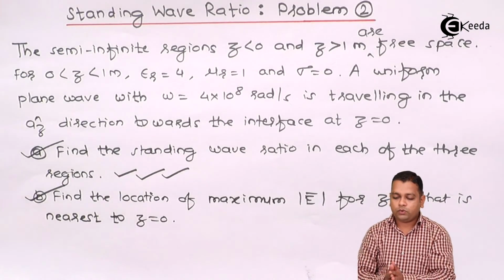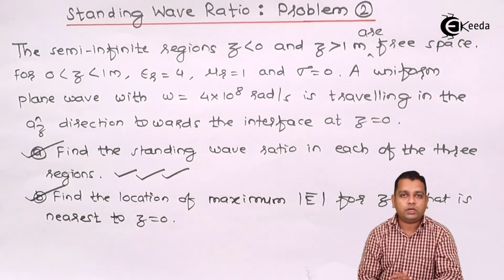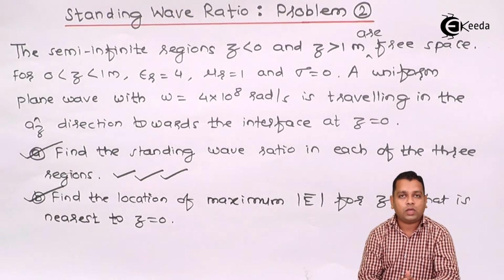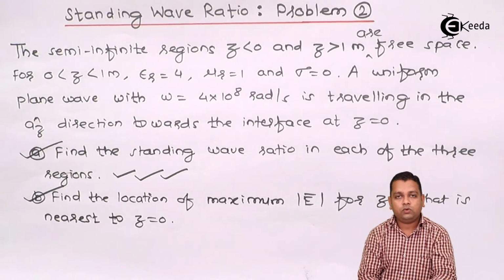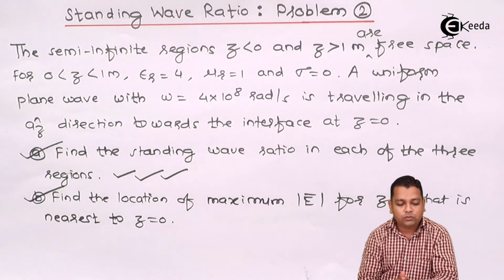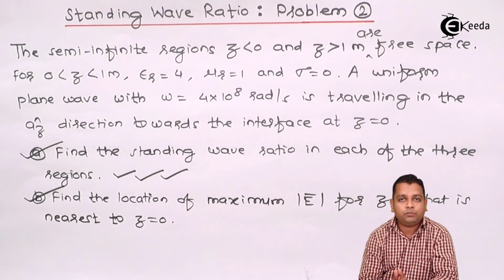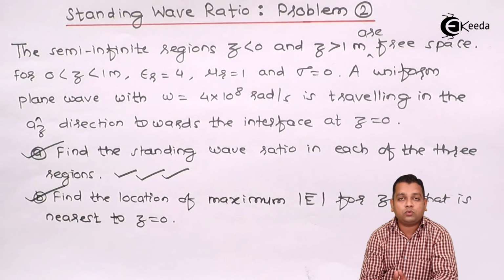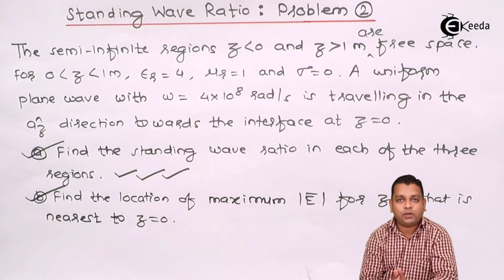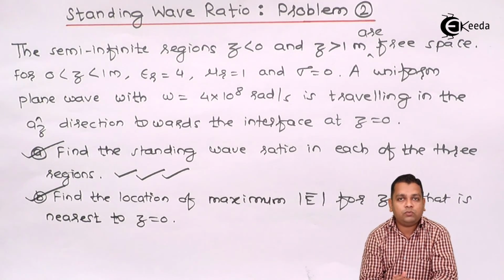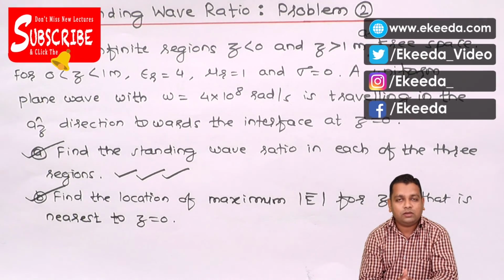I hope you have understood the standing wave ratio, its significance, along with the use of the reflection coefficient to calculate it. In the next video, we shall take up a new topic, that is the plane wave reflection from multiple interfaces. In this problem, we had two interfaces. If such multiple interfaces are there, how can the reflection of a uniform plane wave at every interface be thought about? Let us see that in the next topic.